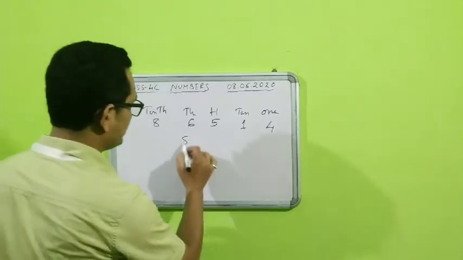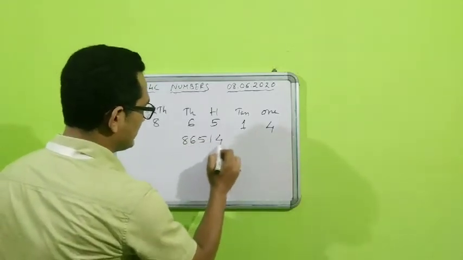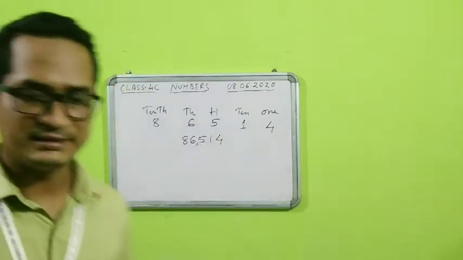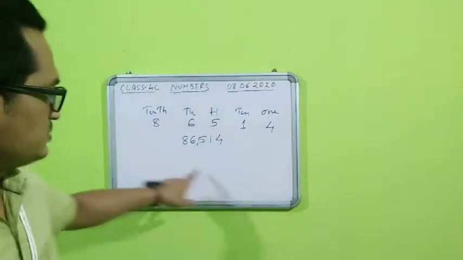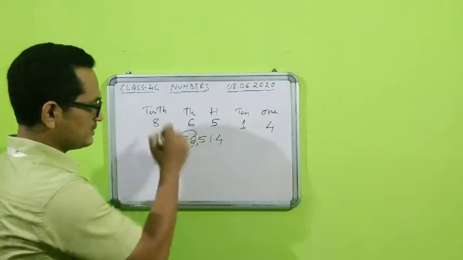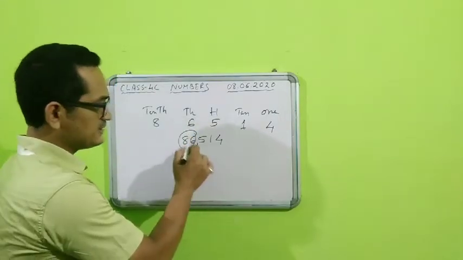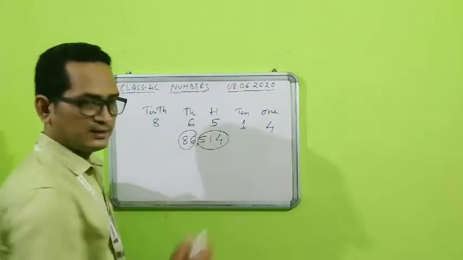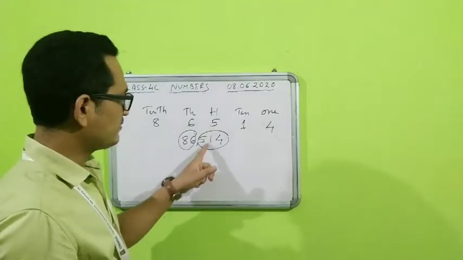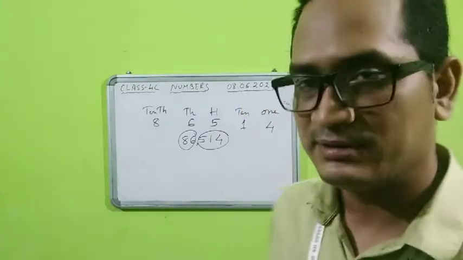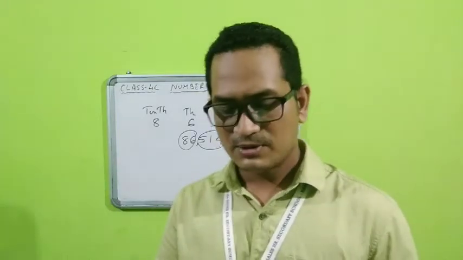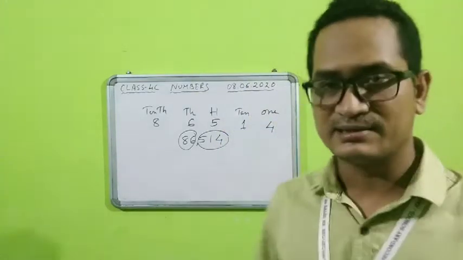It is a 5-digit number. So you write it together now, like this, and put the comma after the 3 digits as I said. Now what is this number, students? This is 86 and it is in the thousands place, so it will be 86,000. And this is the ones house, that is 514. So the total number, or whole number, is 86,514. So that is the number that they are asking for.